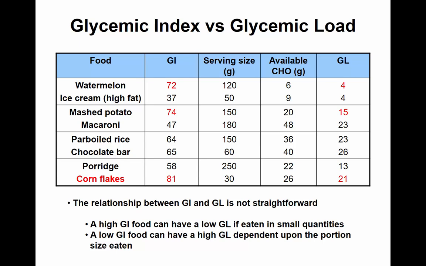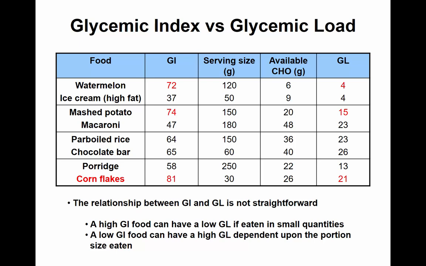GI versus GL. I just listed the foods in the table, and if you compare the GI versus GL in a particular food, they are not that kind of simple relationship, right? For example, a high GI food doesn't necessarily have a high GL, or vice versa. If you have a lower GI, you probably have a higher GL, right? So the relationship between GI and GL is not that straightforward, right?